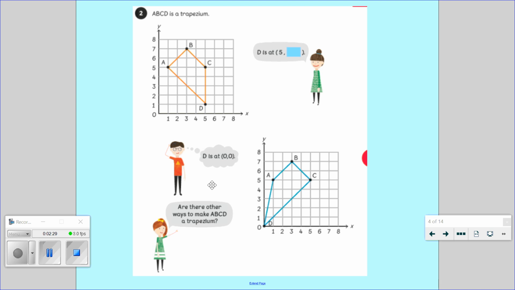Charles here has put D at coordinate 0, 0. 0 units horizontally and 0 units vertically, and he has still formed a trapezium. It's a 4-sided shape with just one set of parallel lines. Holly asks, are there other ways to make ABCD a trapezium? What do you think? Where else could we move point D to form this shape?